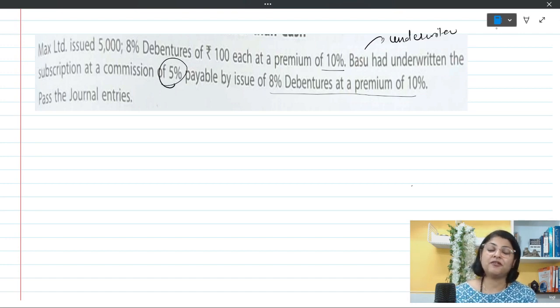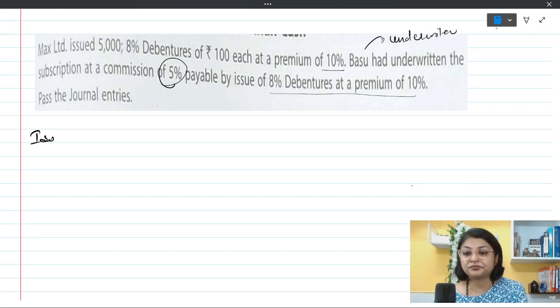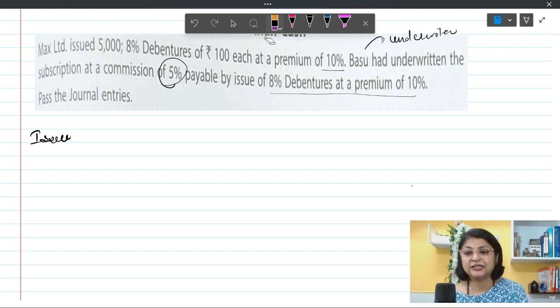Okay, so first of all, we will have to find out the commission which is to be paid to Basu, and then second thing, we will have to find out how many debentures are to be issued to Basu, since the question is talking about the issue of debentures to Basu at premium. So first of all, let's see the calculation of underwriting commission.